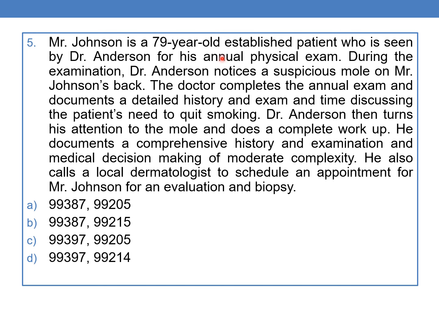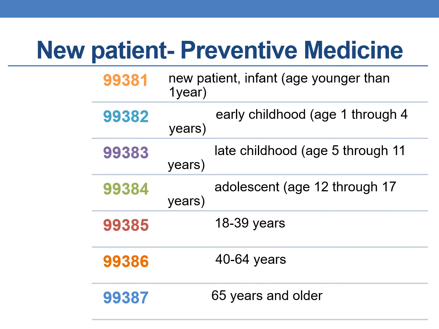Now let us first see the preventive medicine codes. There are two sets of codes in preventive medicine, for new patient and for established patient. For new patient, the code set is 99381 to 99387, and they are based on age. 99381 is given for new patient infant, age less than 1 year. 99382 is given for new patient early childhood, that is from age 1 through 4. And 99383 is given for new patient late childhood, which is 5 through 11.